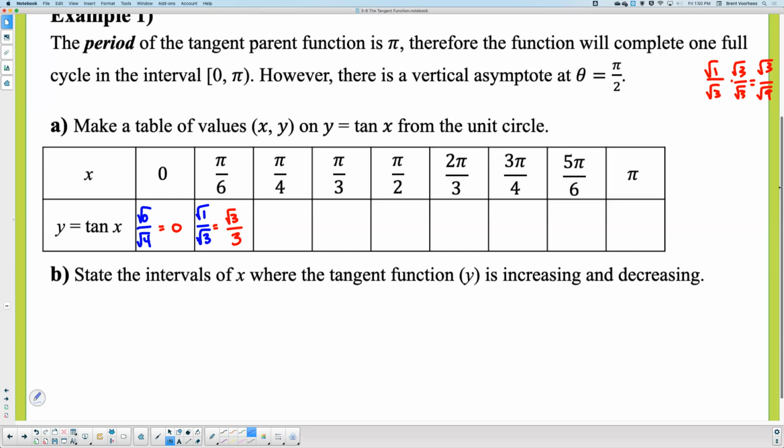Okay, move on. Pi over 4. Which finger do we bend? Middle. Bend your middle. Flip your hand over. What do we get? Square root of 2 divided by square root of 2. That can reduce and becomes 1. Okay, pi over 3.